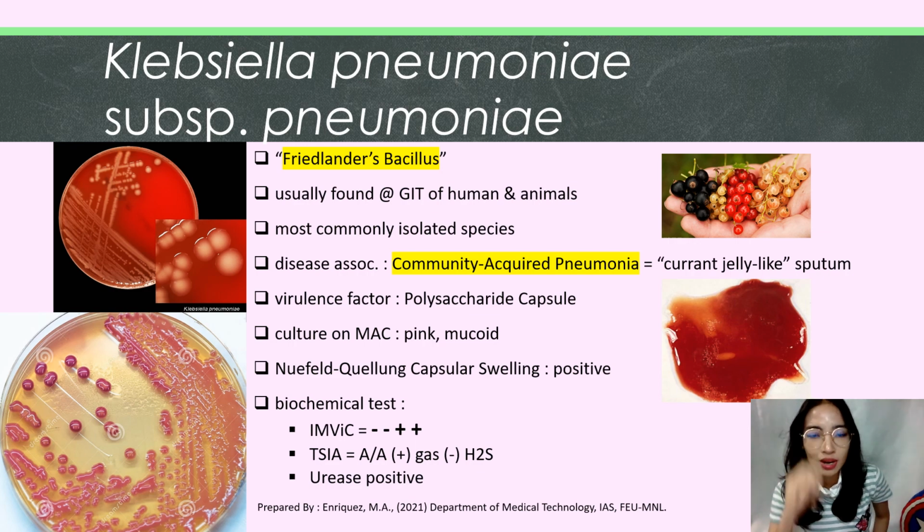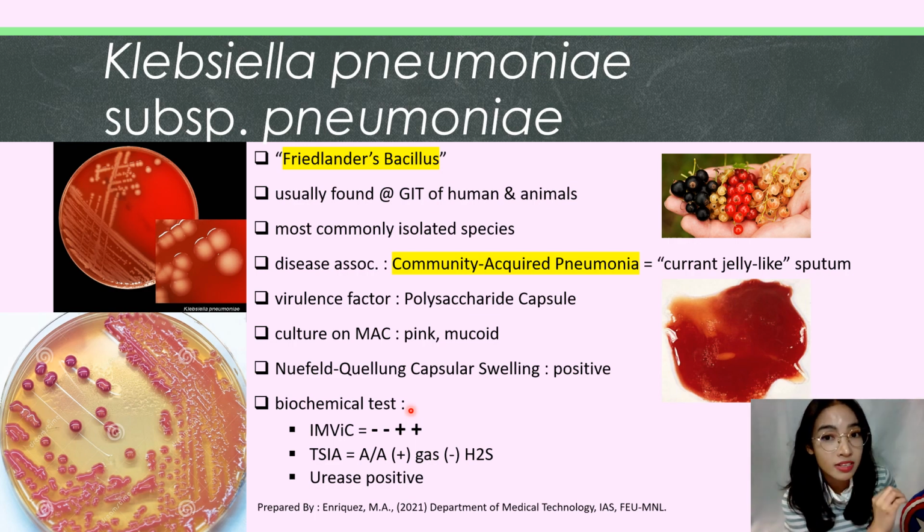So, ito po yung mga biochemical test reactions ng Klebsiella pneumoniae. So, Klebsiella pneumoniae is indole negative, methyl red negative, which would automatically mean that it is Voges-Proskauer positive, di ba po? As I've said from my earlier discussions, there is no clinically significant bacteria that can be positive for both MR and VP. And lastly, sila po ay citrate positive.